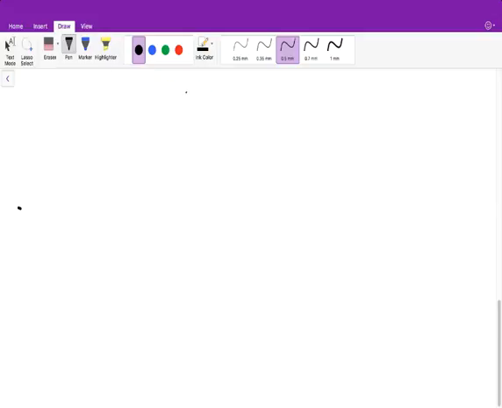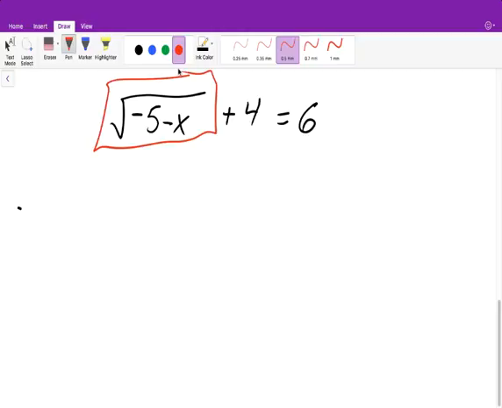All right, the next one, it was the square root of negative 5 minus x, plus 4, is equal to 6. So remember, step 1 is we need to isolate our radical. If anything's being added, subtracted, or multiplied on the outside of the radical, we need to undo it. So to get rid of this plus 4, we need to subtract 4. So now we have isolated the radical all by itself. We can't subtract the 4 from this negative 5 because this radical is considered a parentheses. We need to do everything on the outside of it.